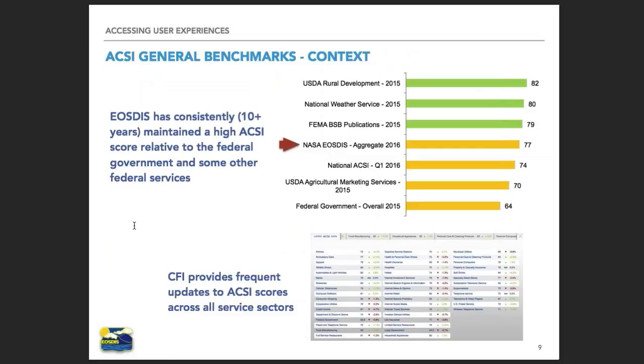So the general benchmarks, where do we fall? For this year, EOSDIS, right next to that arrow there, is a 77. And we've done this for over 10 years now. And don't think of this as like a grading scheme, like 100, 90, 80. You know, we're just a C student. Not at all. I put others down here so you could see, like the overall federal government for 2015, because they haven't done theirs yet, it's a 64. We're significantly higher.